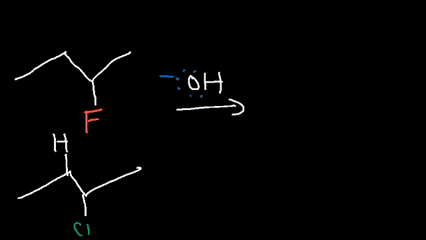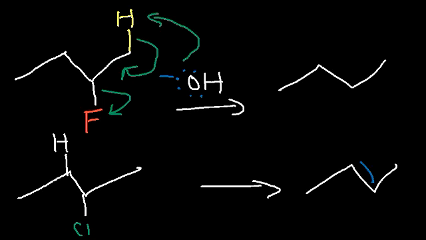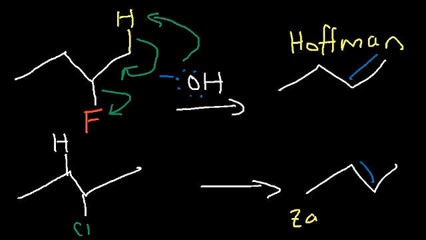So the 2-chlorobutane is going to give you the Zaitsev product if you use hydroxide. The mechanism is the same. However, if you use a fluorine, hydroxide is going to go for the yellow hydrogen, and it's going to give you the Hofmann product. The question is why? Why does that happen? But make sure you know that, by the way. So a bad leaving group gives you the Hofmann product, but a good leaving group is going to give you the Zaitsev product.